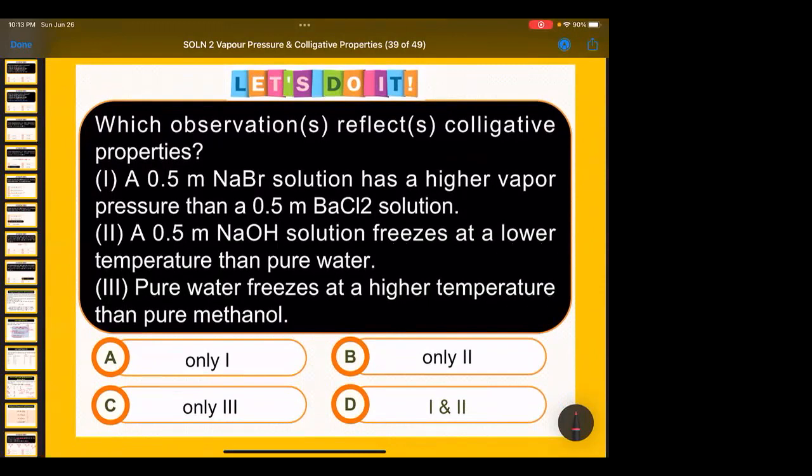Which observation or observations reflect colligative property? Which is in line with the colligative property? You need to tell me.